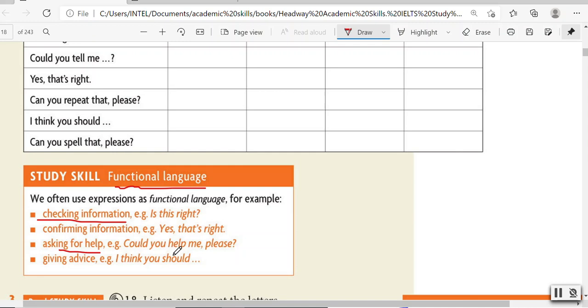And sometimes the question for checking information belongs to asking for help also.